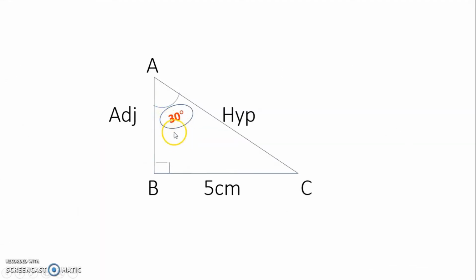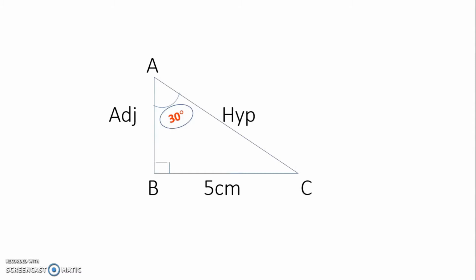Given a right angle triangle ABC, we have a right angle at point B. We also have another angle, which is 30 degrees at point A, and a side of 5 centimeters. On the basis of this information, we could actually work out everything in this right angle triangle.